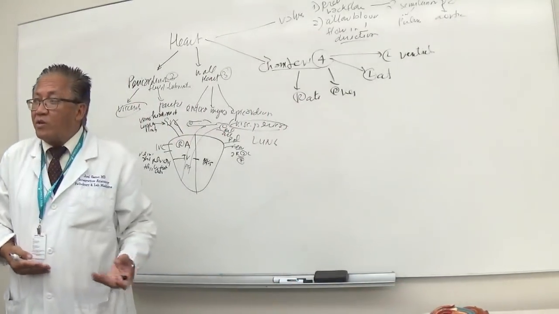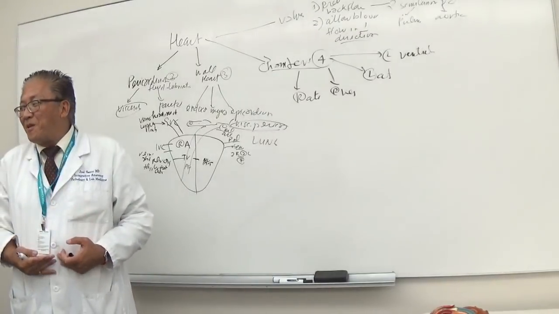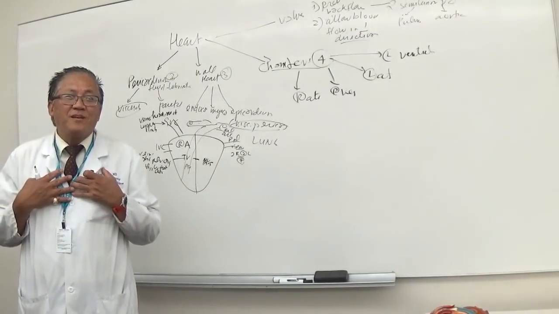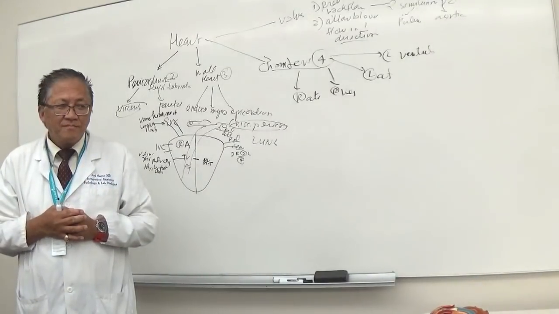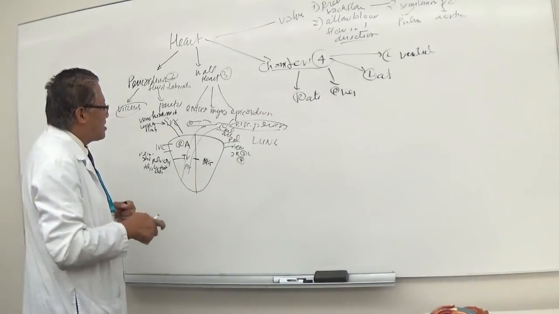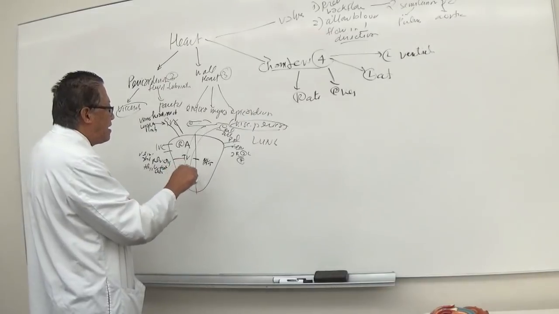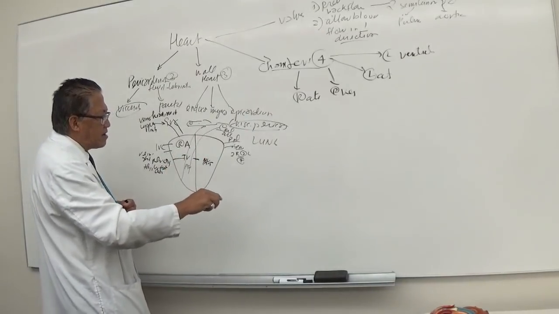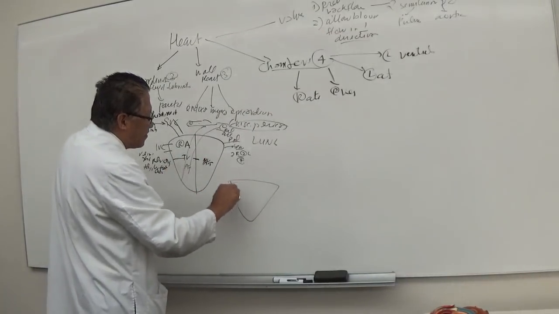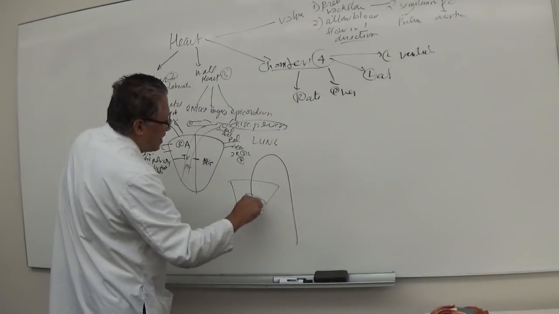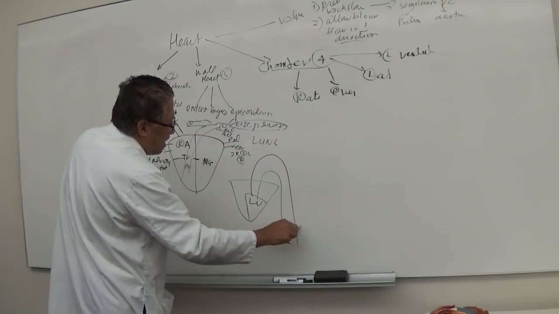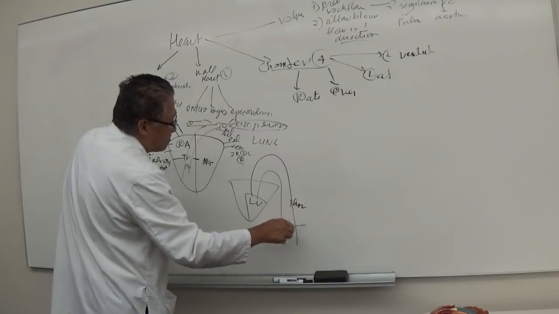What is the name of the aorta in the abdomen? Abdominal aorta. What is the name of the aorta in the thoracic cavity? Don't you love anatomy? You should love anatomy, right? So, let's make another diagram here. From the left ventricle, the aorta goes like this, right? Okay? Pierces the diaphragm, the thoracic, becomes abdominal.